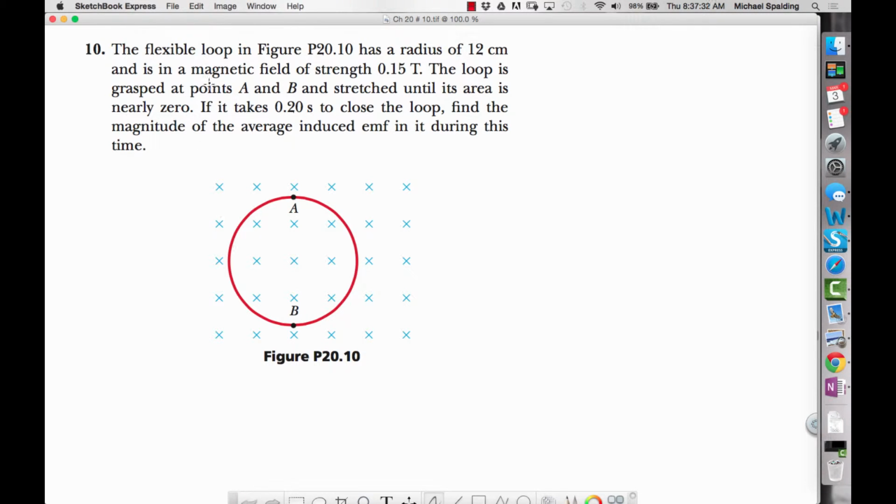All right, so here we have an induction problem, number 10 from chapter 20. In this problem, we have a magnetic field going into the page, with a strength of 0.15 Tesla. The loop has a radius R equals 0.12 meters. You want to convert centimeters into meters.